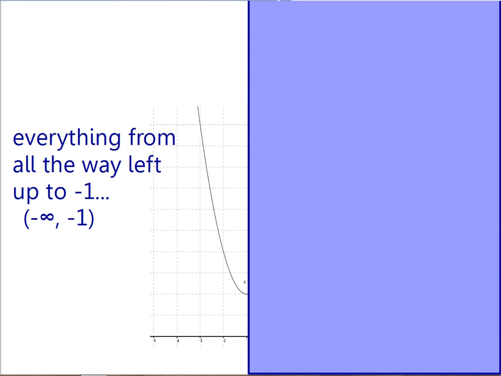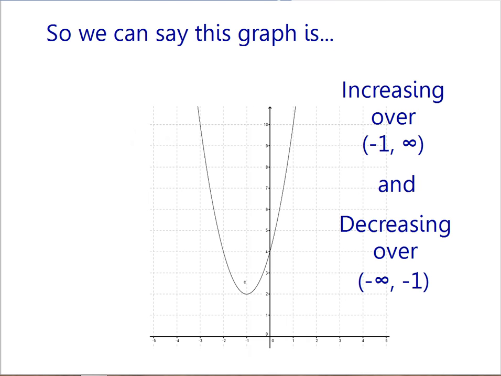If I go forever to the left on the x-axis, I go to -infinity. So I start forever to the left, that's -infinity, and it's decreasing, decreasing, decreasing until I get to where x is -1. So my interval shows that. This means forever to the left up until where x is -1. So it's increasing from -1 to infinity, decreasing from -infinity to -1.